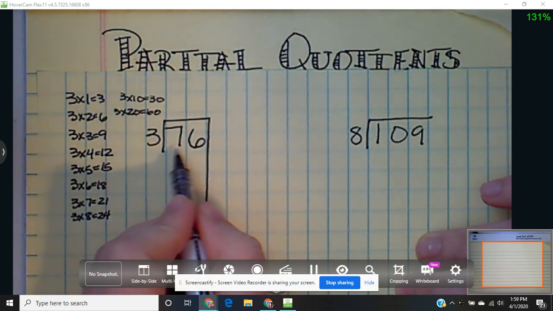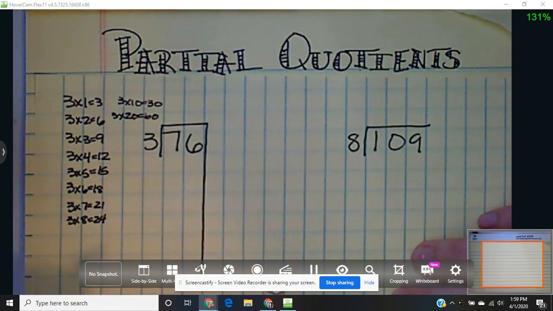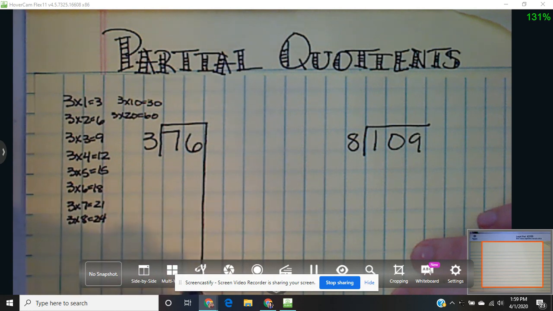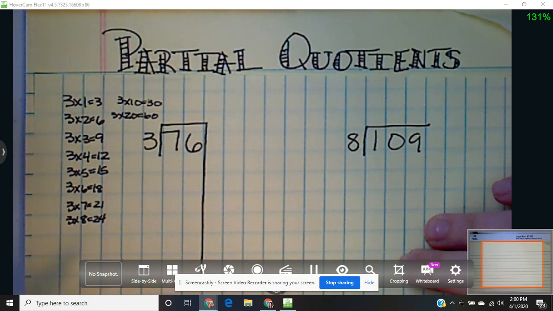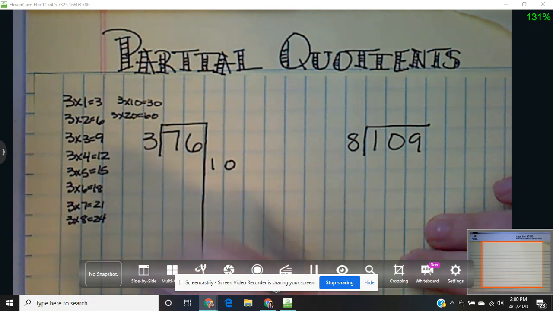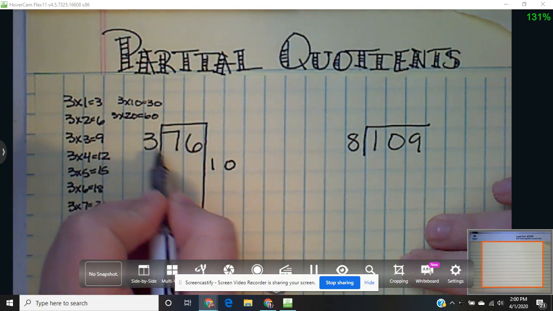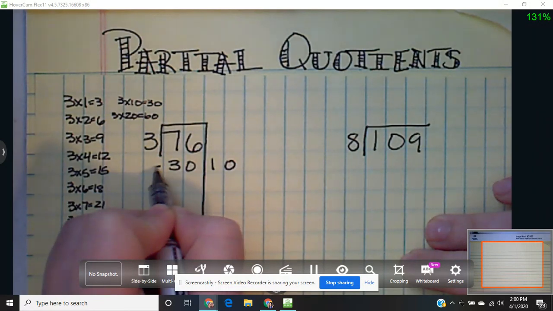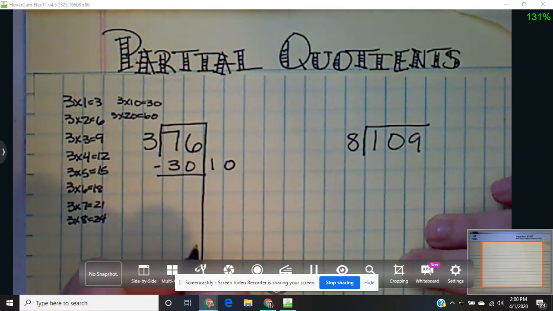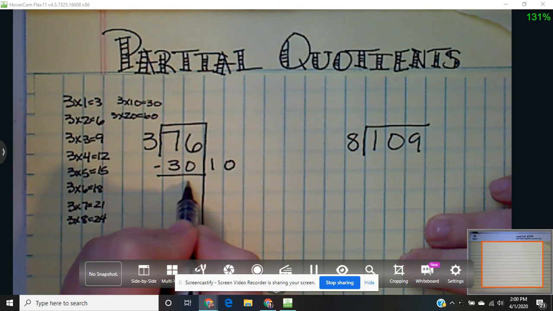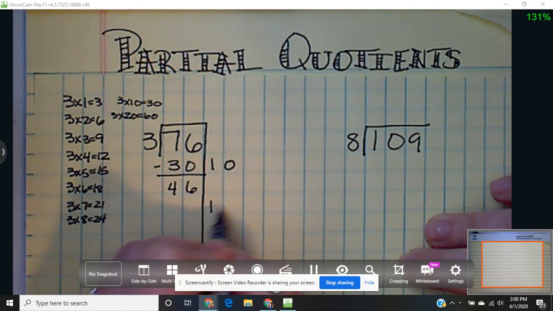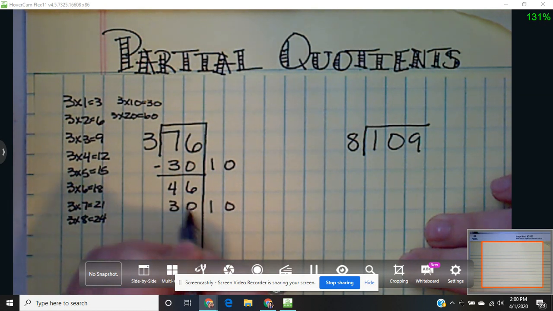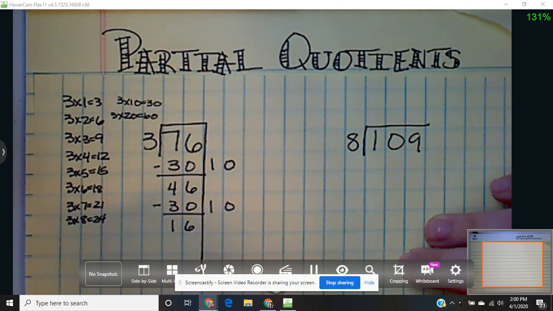So I want to jump into my partial quotients. This is where I'm going to be doing that repeated subtraction. This is where I'm keeping track of the number of groups that I've collected. Okay, so I'm going to start with 10 groups, because 10 groups of 3 is 30. This is that repeated subtraction step. So 6 minus 0 is 6, and 7 minus 3 is 4. I see that I can take another group of 10 here, and now I have 16.